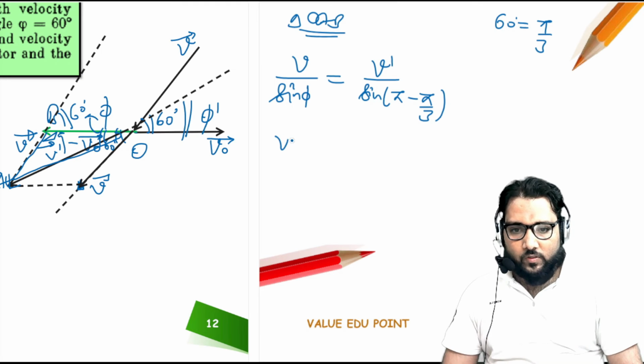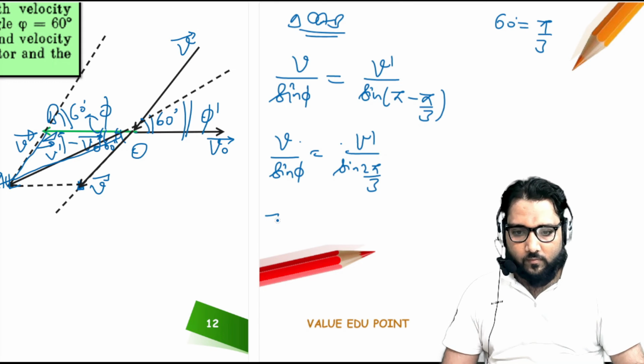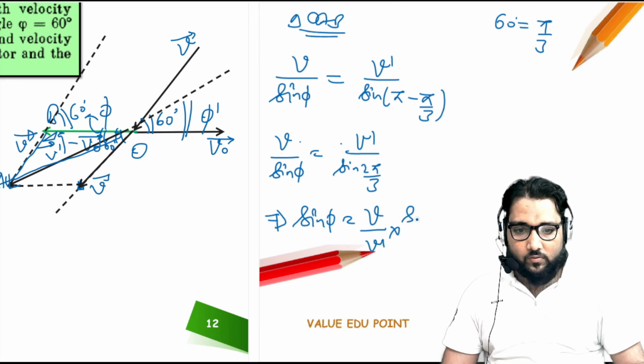Okay, guys, so we can say this is sine phi, or it will come out to v dash upon sine of pi minus pi by 3, that is 2 pi by 3. In the second quadrant sine will be positive. Is it okay, guys? So now we have to calculate sine phi. Sine phi is equal to v naught upon v dash into sine 2 pi by 3.